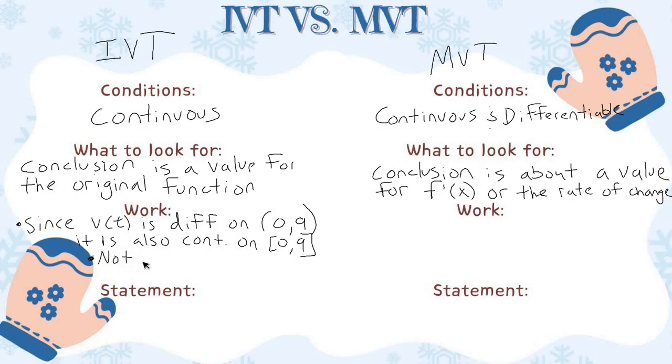Note, I'm going to go ahead and use 0 and 9 just so that it kind of mirrors what we're going to do with MVT here in just a second. But again, you could have used 1 and 9, 5 and 9. Either of them would have worked. V of 0 does not equal V of 9. And -4 is less than -1 is less than 5. So that's my work, okay? Because I'm trying to show why IVT will indeed work.